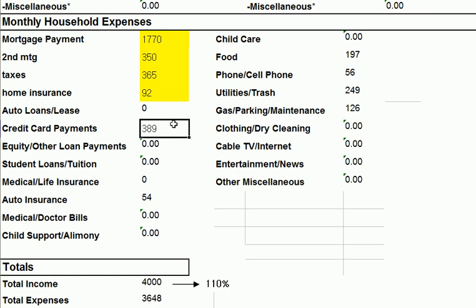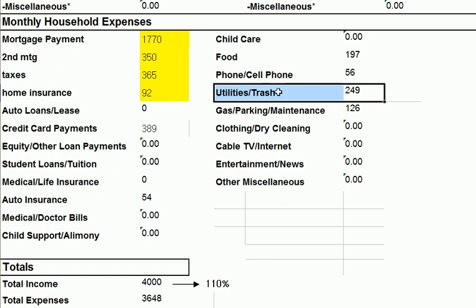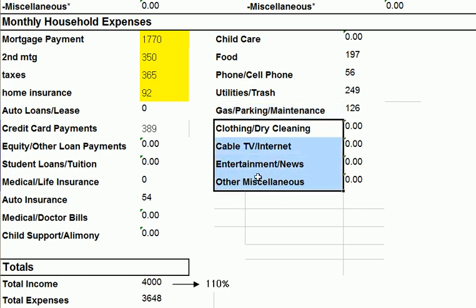If you have any car payments, any credit card payments, just write the minimum payments that you have on the card. Any other loans, student loans, medical bills, auto insurance, medical, child support, child care, food, how much you spend for food per month, cell phone, your utilities. This adds up gas, electricity, water. If you pay trash every month, it will be added here. Any repairs, any gasoline for the car will be here. Clothes, cable, entertainment.